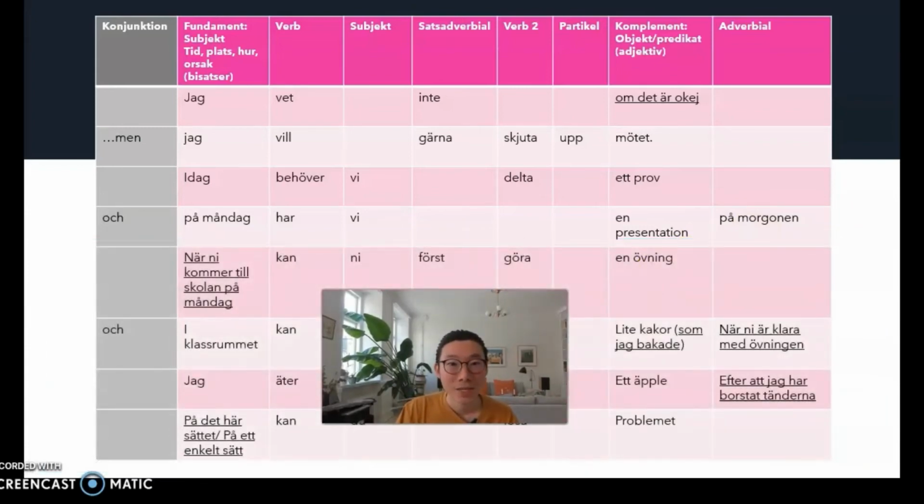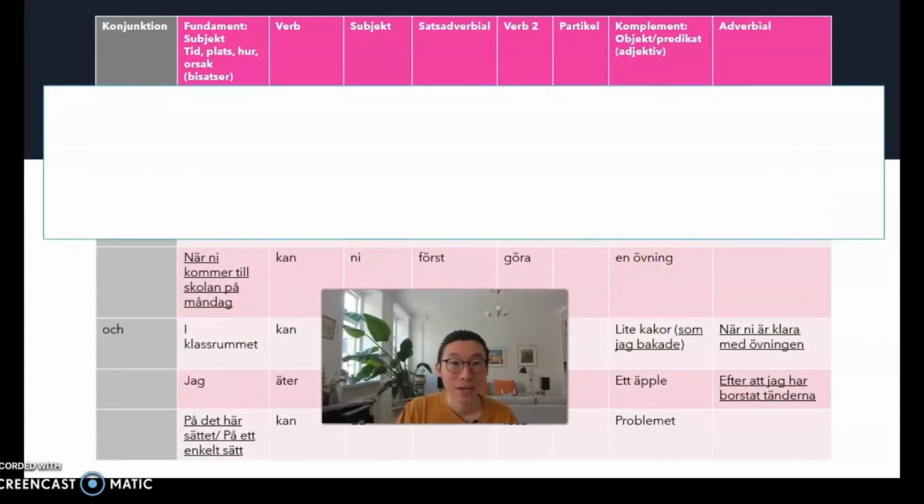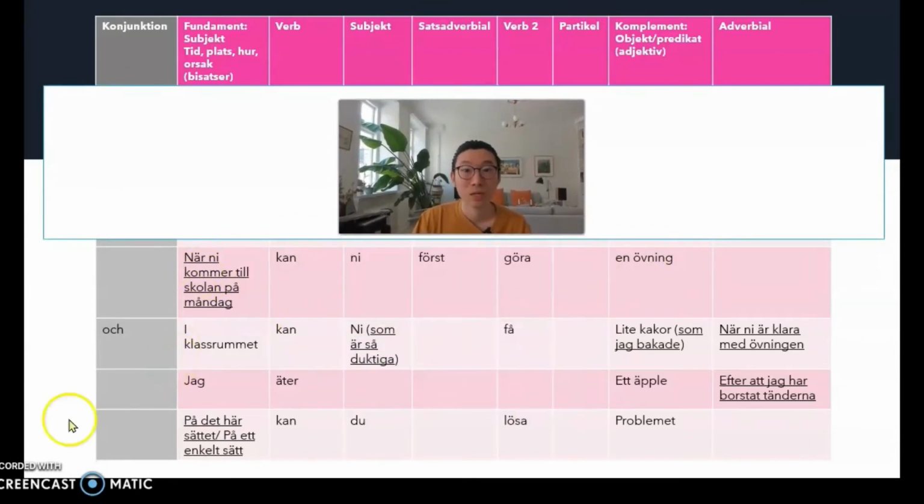Vi tittar vidare på nästa 3 exempel. The next 3 examples are more complicated. När ni kommer till skolan på måndag kan ni först göra en övning. When you come to the school on Monday, you can firstly do an exercise. När ni kommer till skolan på måndag, här är adverbial. So this subordinate clause is adverbial in the main clause. When, blah, blah, blah, it's equivalent to on Monday. So on Monday, you can. På måndag kan ni. It's the same structure.